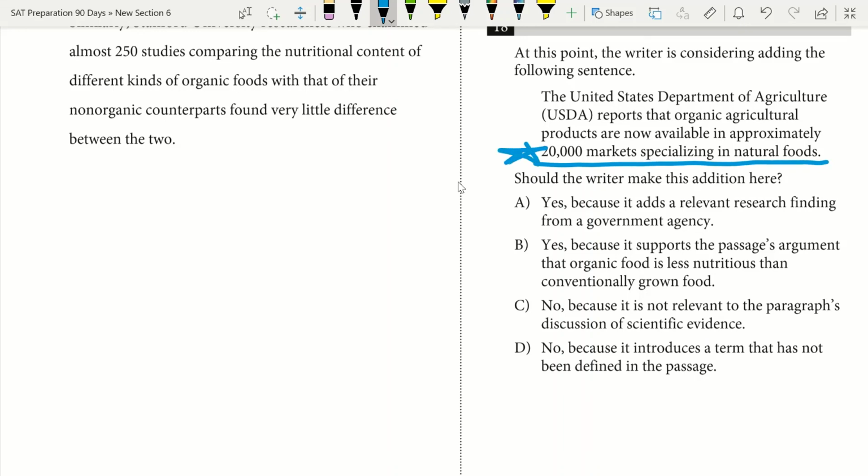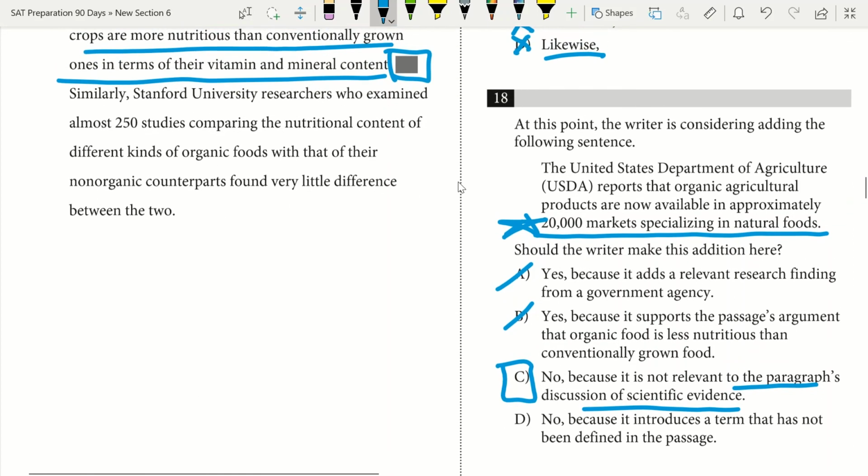This would be something we're dealing with in economics. So our answer is no, we shouldn't add this here because it's not relevant. It's irrelevant. So our answer there is going to be C. No, because it's not relevant to the paragraph's discussion of scientific evidence. So that was question 18, and the answer is C.